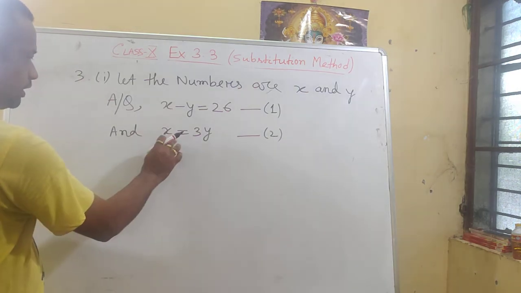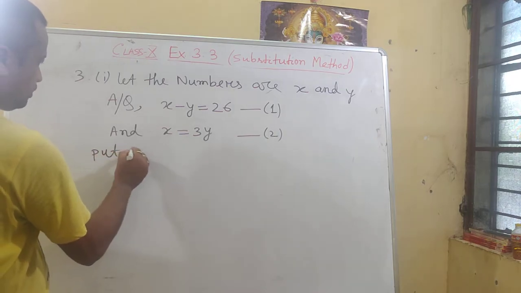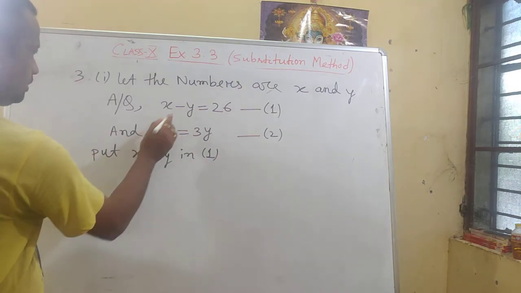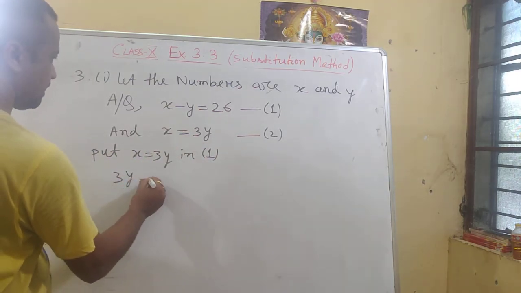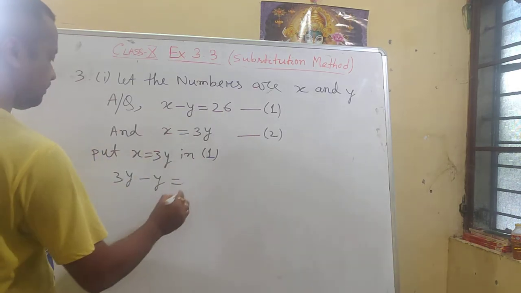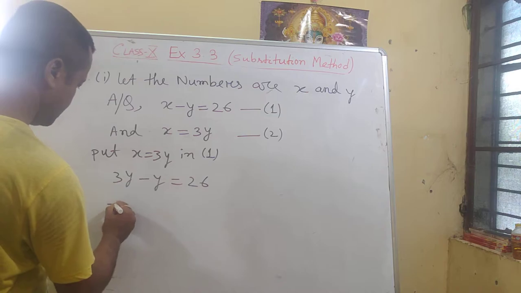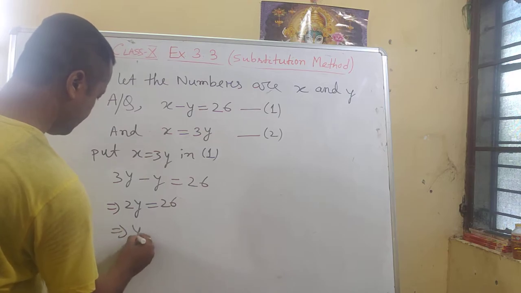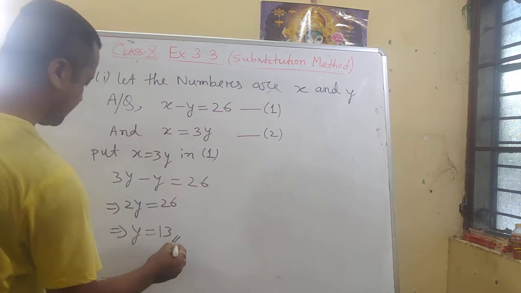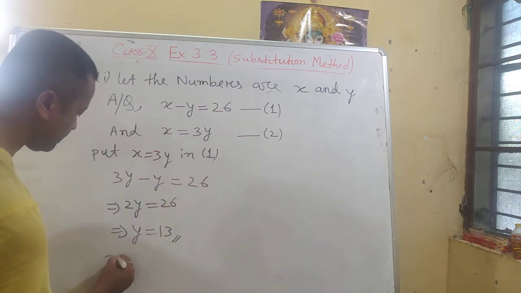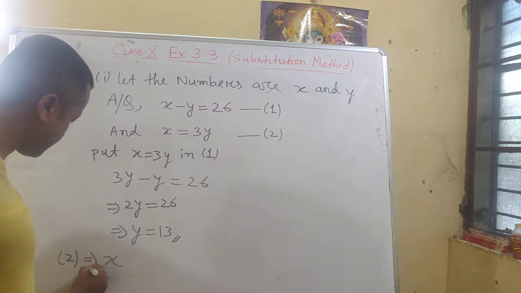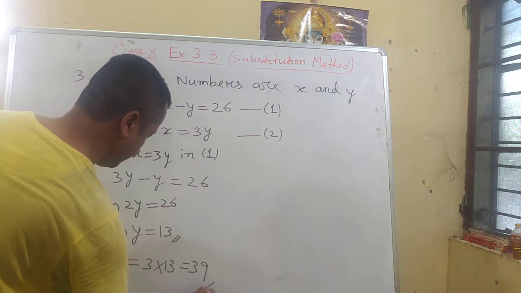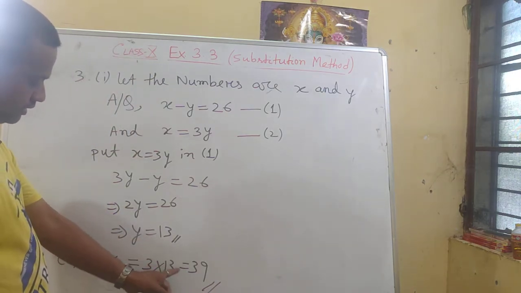Now x is equal to 3y, put x is equal to 3y in equation 1. So 3y minus y is equal to 26. 3y minus y, 2y is equal to 26, which implies y is equal to 13. Then what is the value of x? From equation 2, x is equal to 3 into y, that is 3 into 13, that is 39.